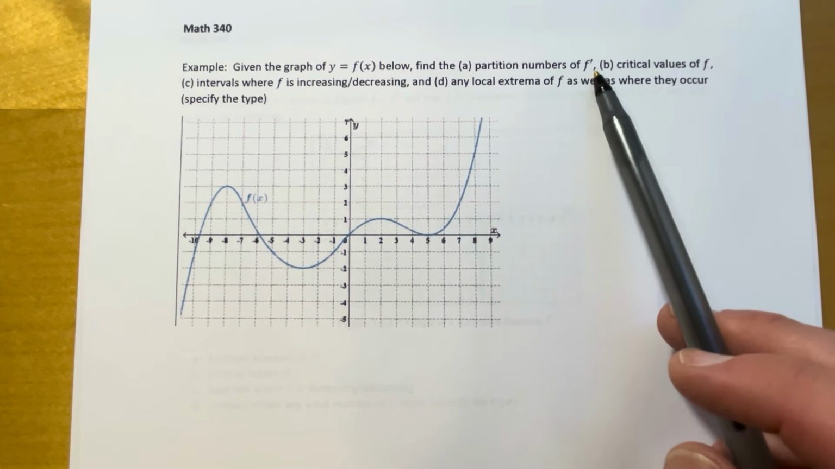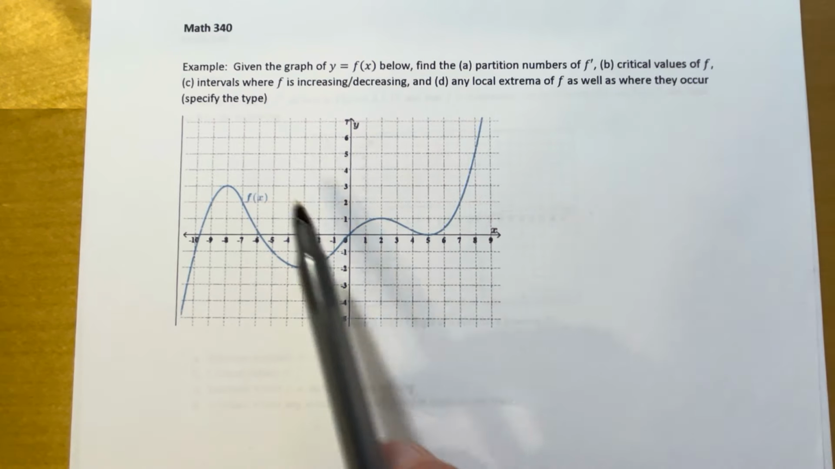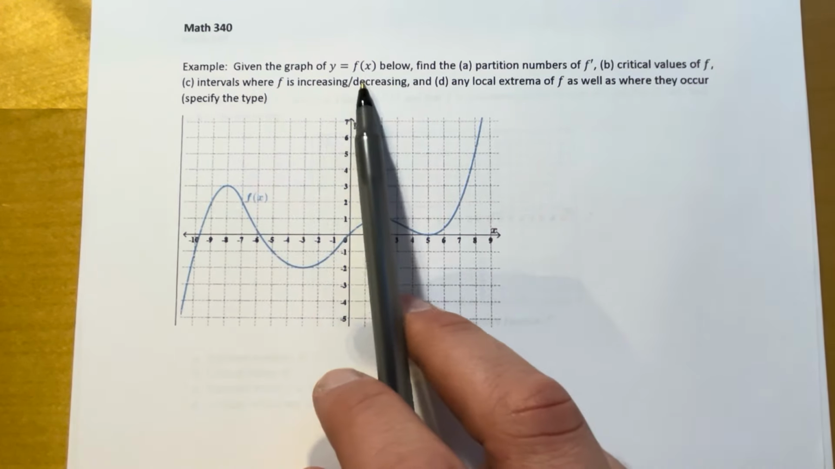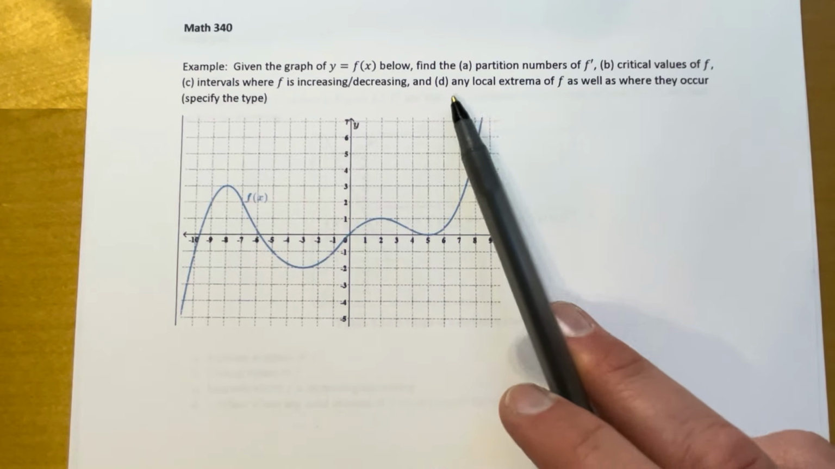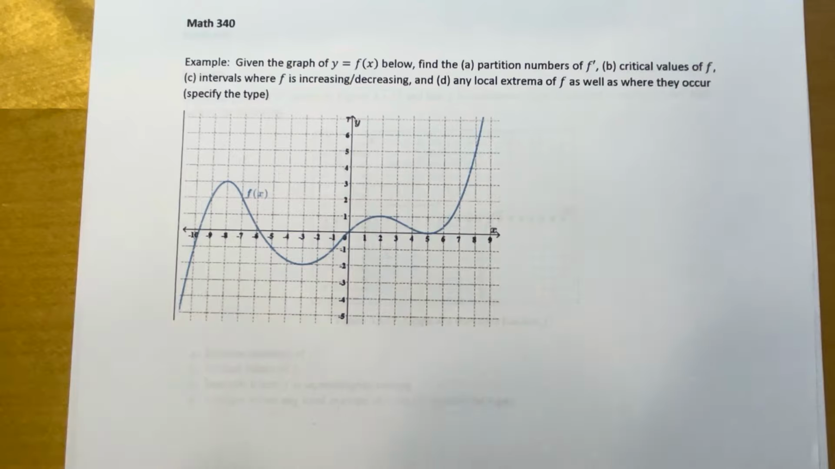The partition numbers of f prime. We are looking for critical values of f. We are looking for intervals where f is either increasing or decreasing. And then finally, we're going to find any local extrema of f as well as where they occur, and we'll specify which type, whether local maximum or local minimum.